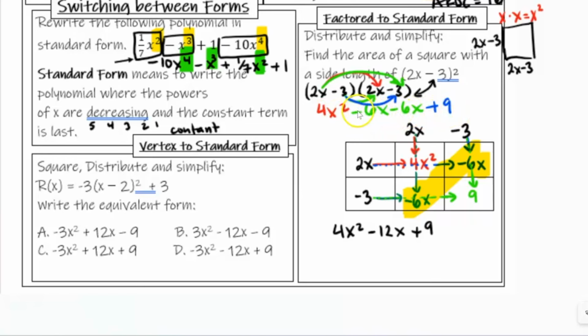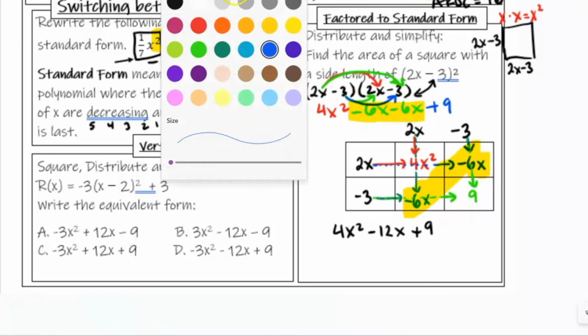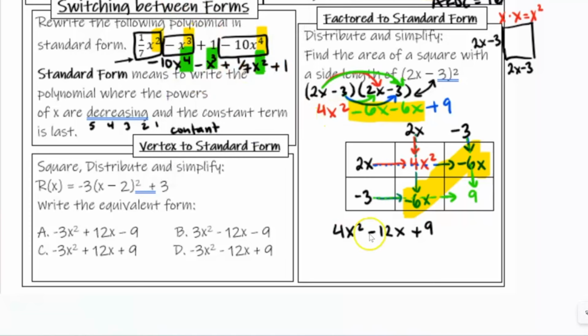So what look alike here? These two terms right here can be combined. So then you just combine them and you're going to get 4x squared minus 12x plus 9. So you get to come to the exact same conclusion. So two different methods, either the box method or distributing.